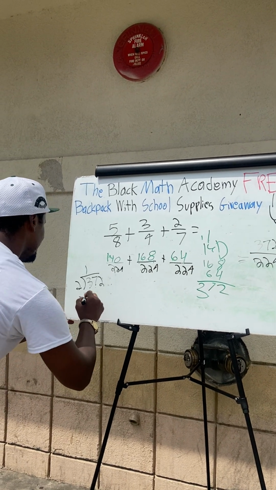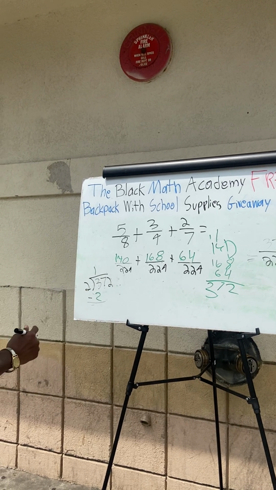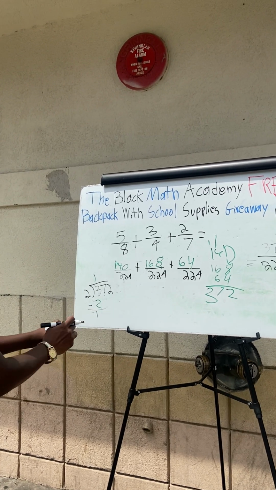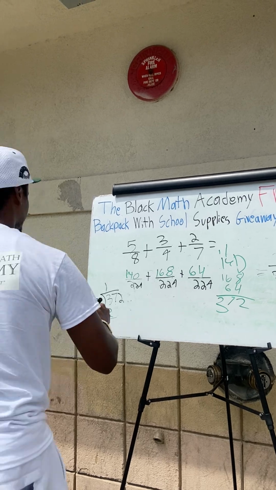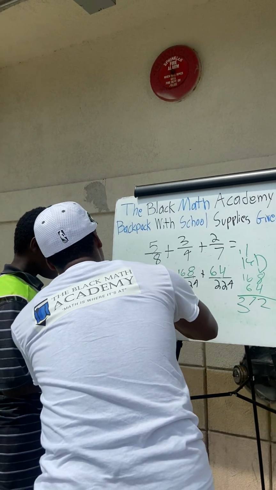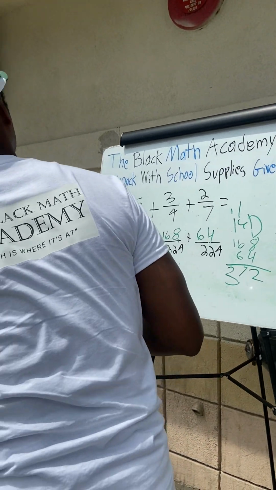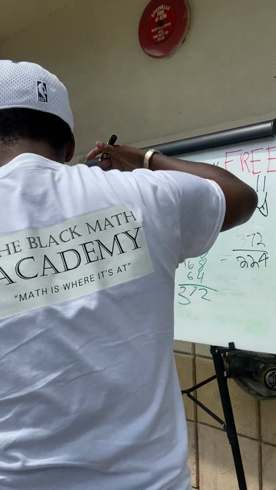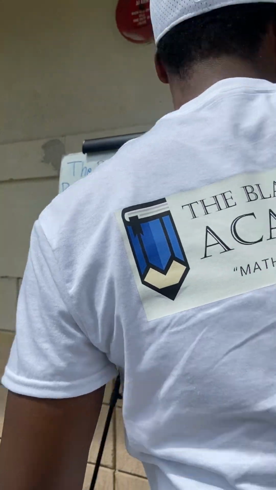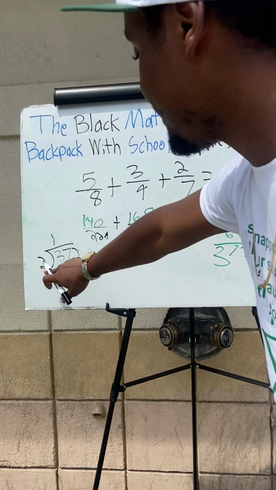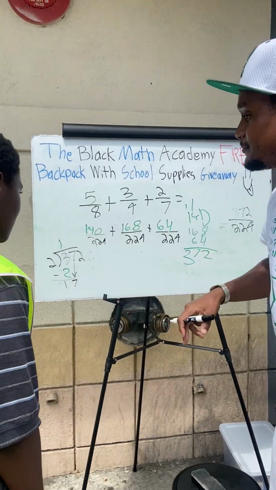Now I know. What's 3 minus 2? 1. Write the 1 there. Now we're going to drop the 7. Now it's at 17. So everything we just did, we're going to do it again. How many times does 2 go into 17?